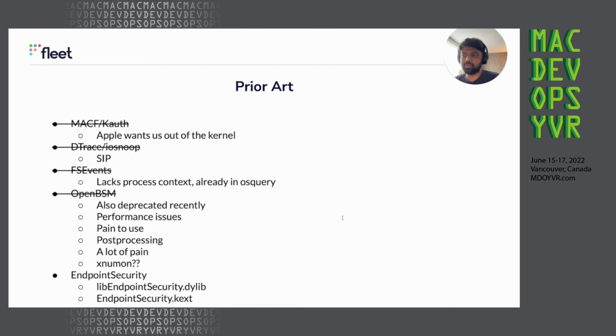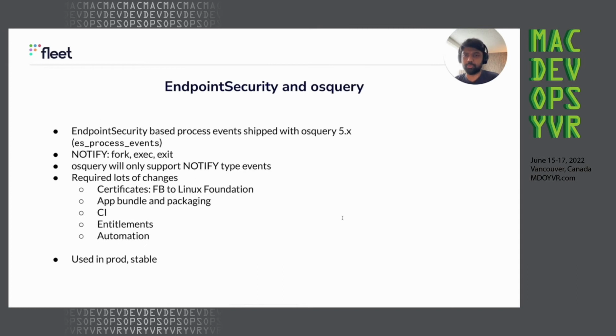So this brings us to Osquery and endpoint security. Much of this work started last year, and we shipped an endpoint security-based process events table, the es_process_events table, with Osquery 5.x late last year. This notifies on things like fork and exec and exit for processes. As a side note, Osquery will only support the notify type of events. We do not want to do any remediation or act on making decisions whether to allow or deny certain processes.